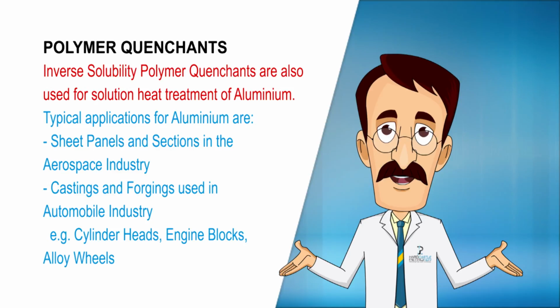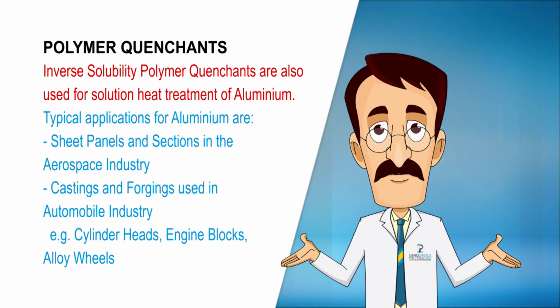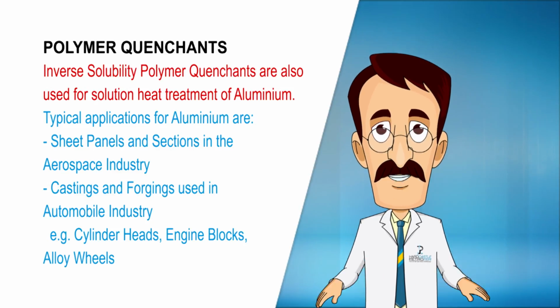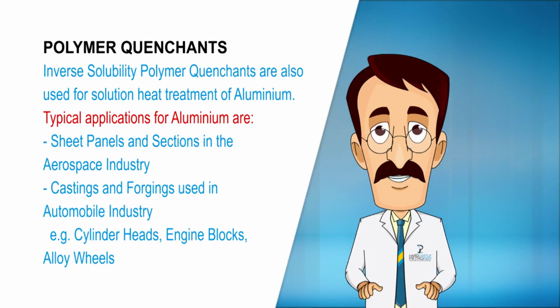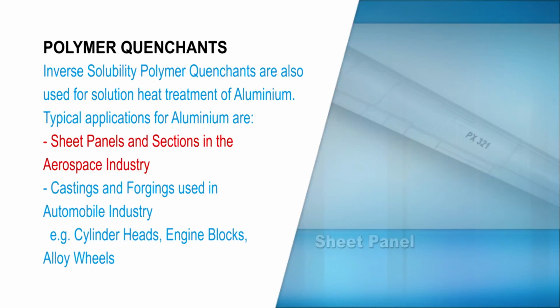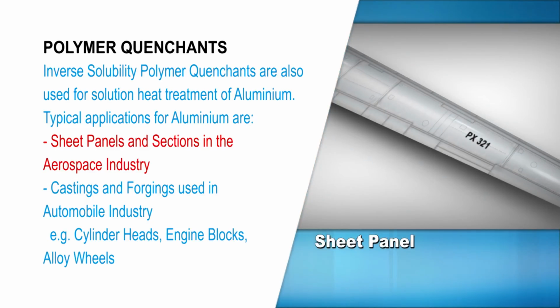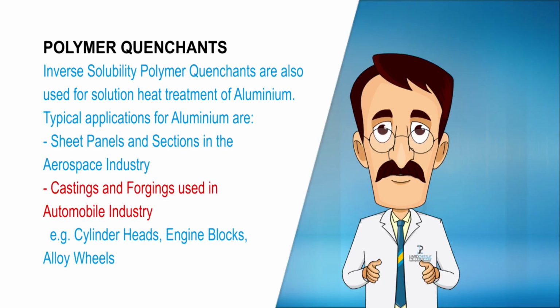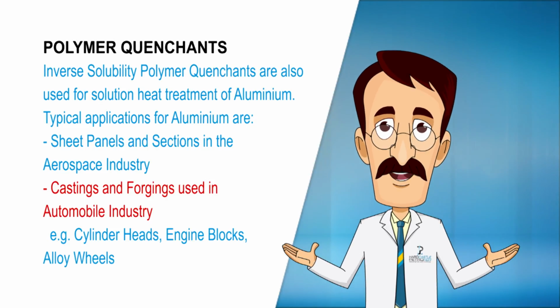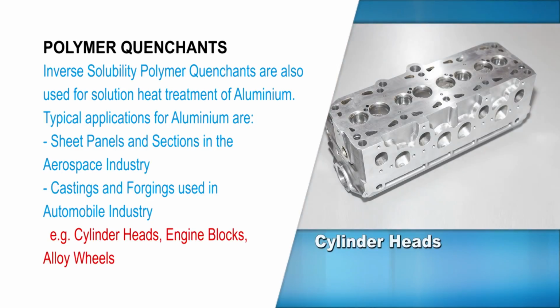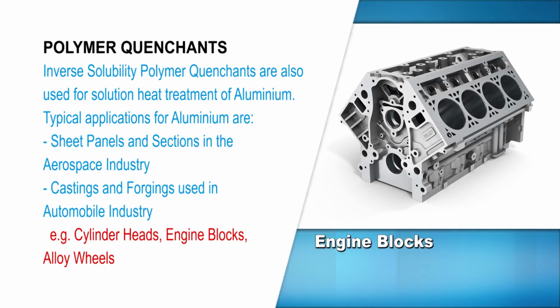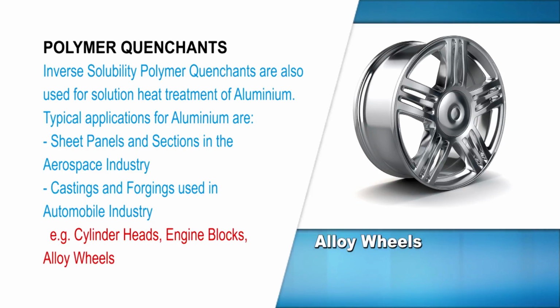Inverse solubility polymer quenchants are also used for solution heat treatment of aluminium. Typical applications for aluminium are sheet panels and sections in the aerospace industry, castings and forgings used in automobile industry. For example, cylinder heads, engine blocks, alloy wheels.